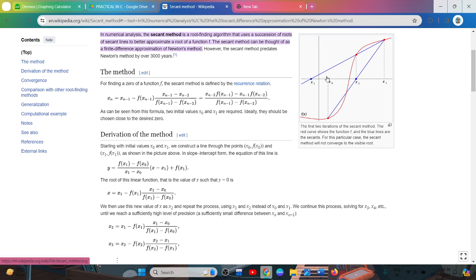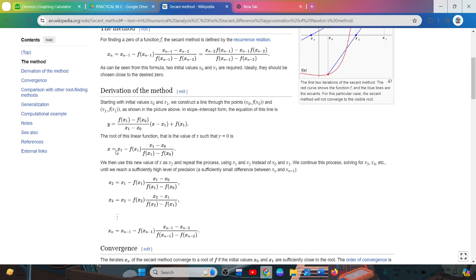And x0 and x1 are two initial approximations of the root. This point is (x0, f(x0)) and this point is (x1, f(x1)). So join these two points, and we get the secant line. Finding the recurrence, we get the slope intercept form of the equation of this line.